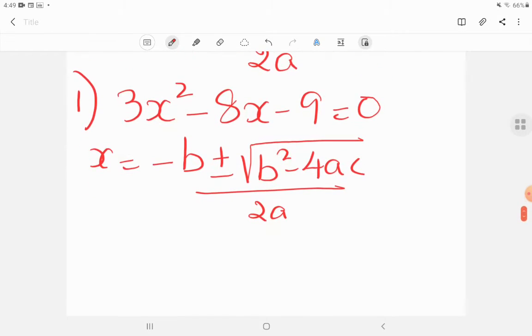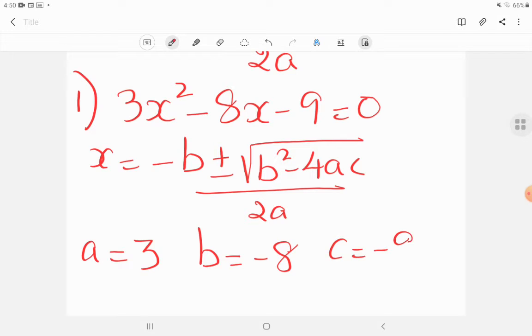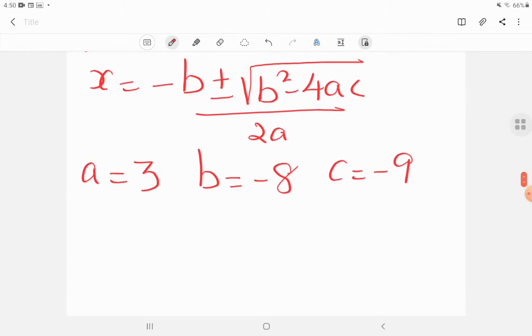First let us write what a, b, and c are. a represents the coefficient of x squared, which is 3. b represents the coefficient of x, which is negative 8. And c is the constant, which is minus 9. Now we substitute the values of a, b, and c into the formula.